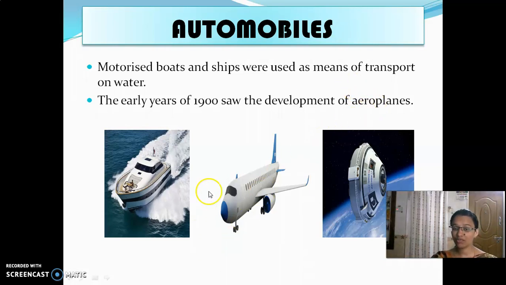And after that, what came? Aeroplanes. So who invented the aeroplane, children? Yes, the Wright brothers invented the aeroplane. After that, many things were invented like trains, spacecraft, satellites, motorized boats, everything. These are all the modern day transportation devices.